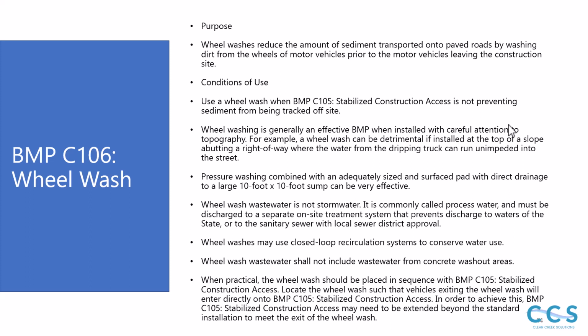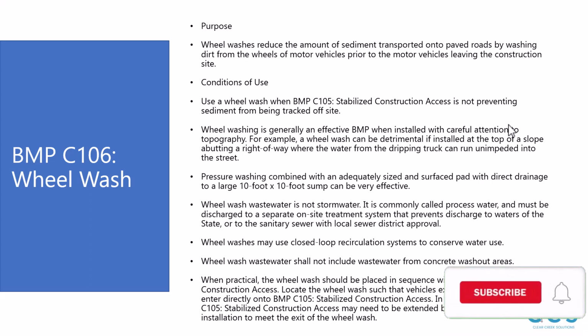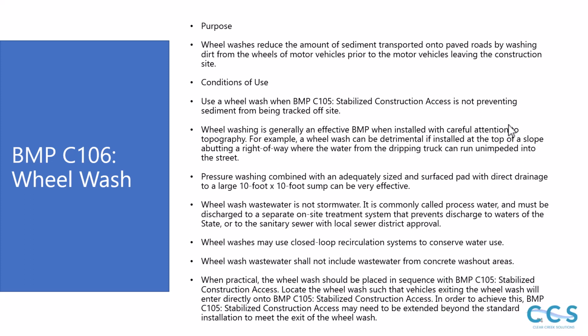For example, a wheel wash can be detrimental if installed at the top of a slope abutting a right-of-way, where the water from the dripping truck can flow unimpeded into the street. Pressure washing, combined with an adequately sized and surfaced pad with direct drainage to a large 10 foot by 10 foot sump, can be very effective.